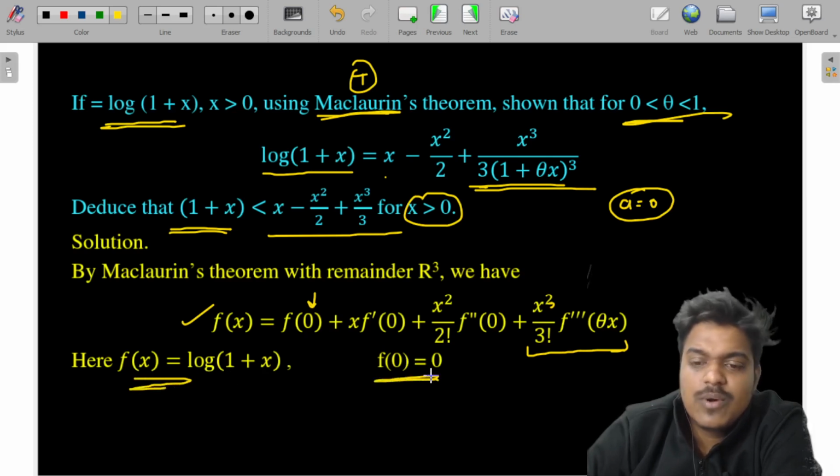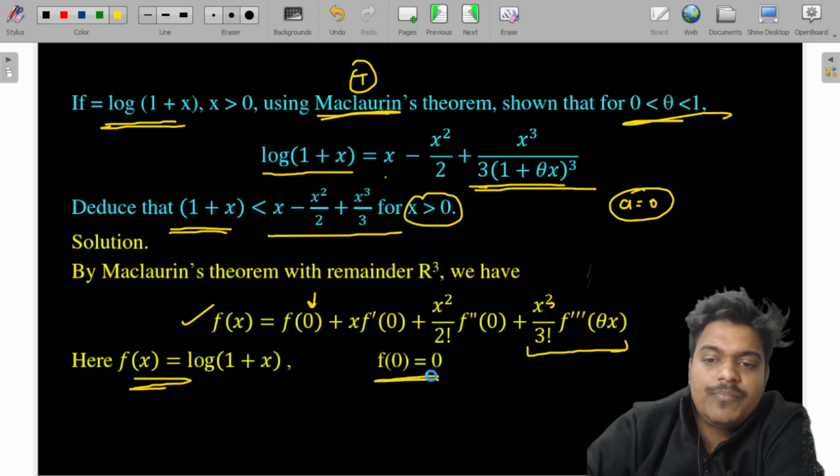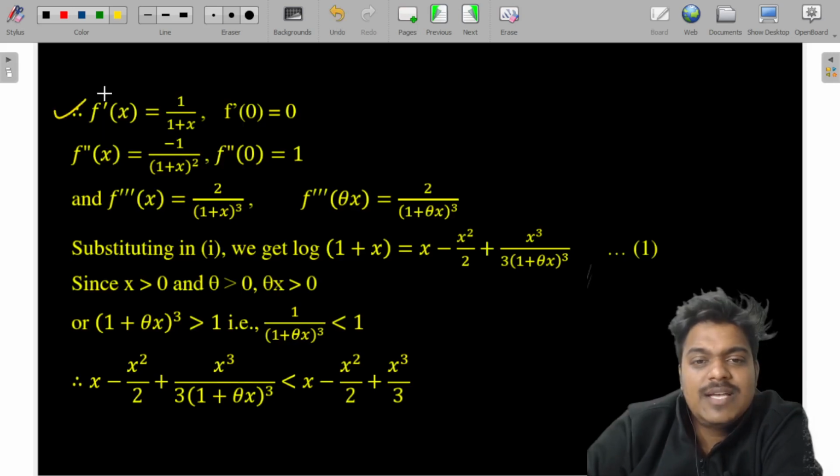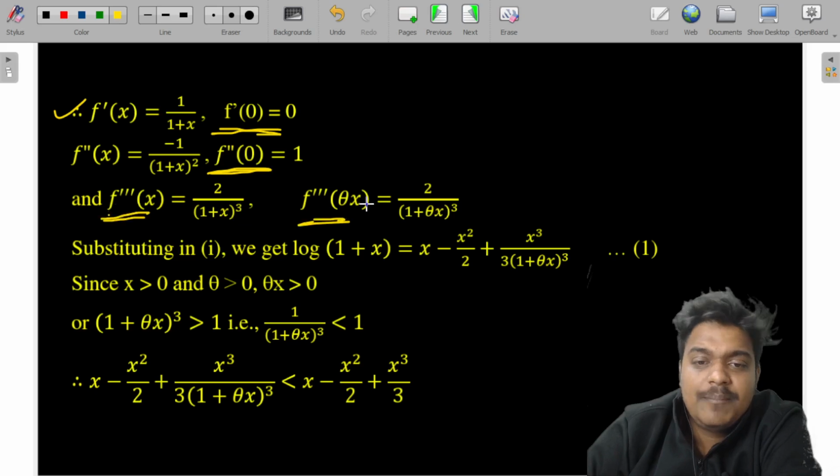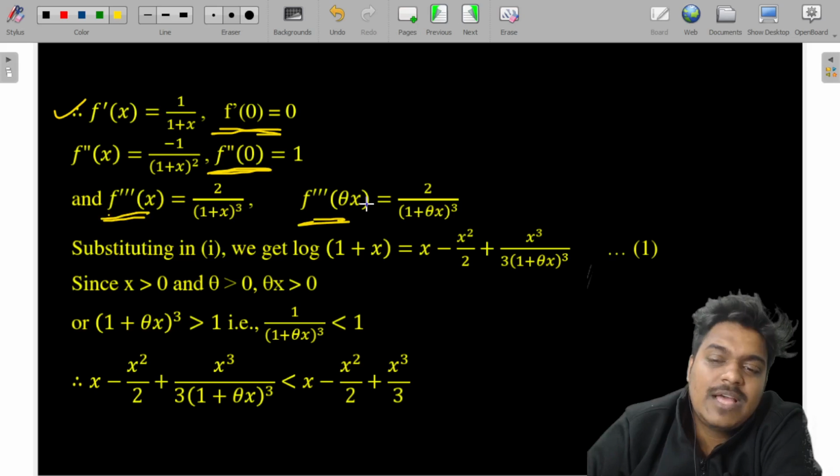So f of x is equal to 0, f of 0 is equal to 0, f dash x is equal to 1 upon 1 plus x. So f dash of 0 is 1, f double dash of x is minus 1 upon 1 plus x square, which is f double dash of 0 is 1, f triple dash of x is 2 by 1 plus x the whole cube, and f multiple derivative, it is f triple dash of theta x is equal to 2 upon 1 plus theta x whole cube.